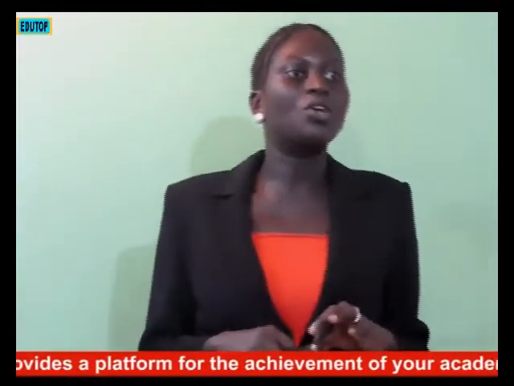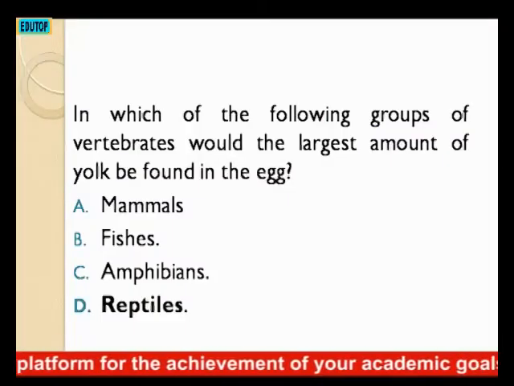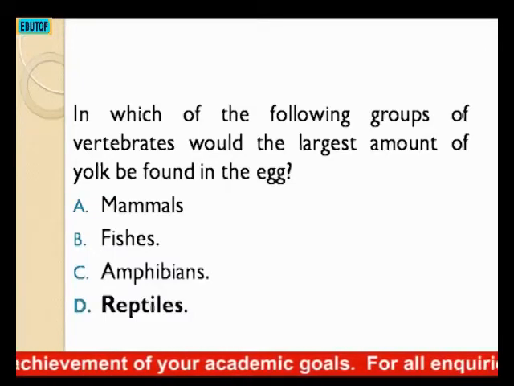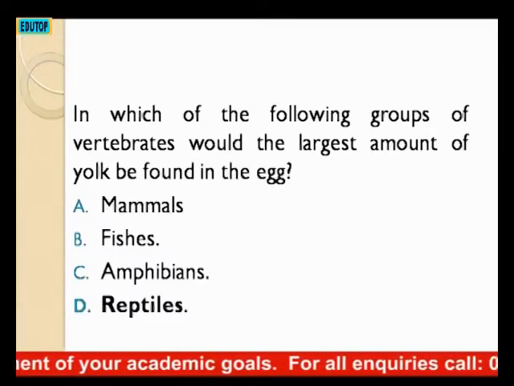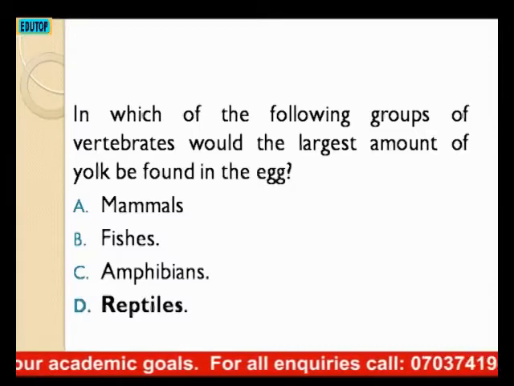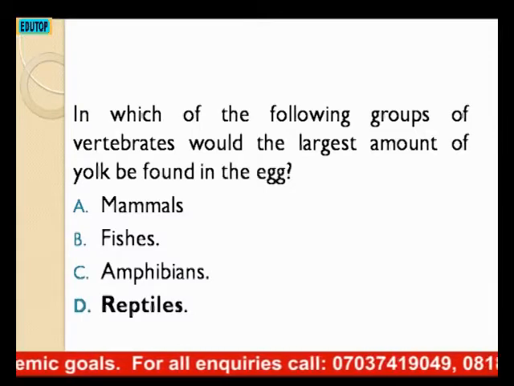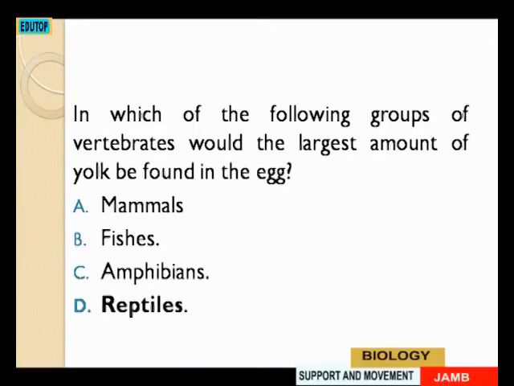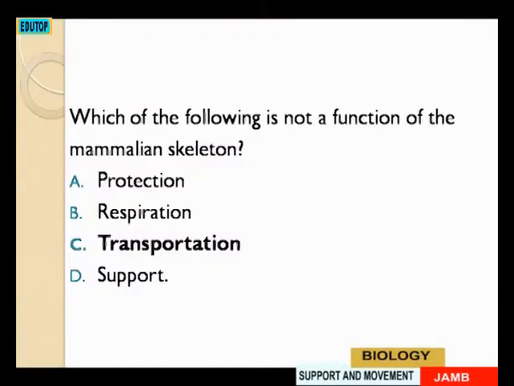The next question: in which of the following groups of vertebrates would the largest amount of yolk be found in the egg? A, mammals, B, fishes, C, amphibians, D, reptiles. The largest amount of yolk will be found in the eggs of reptiles. The next question: which of the following is not a function of the mammalian skeleton?